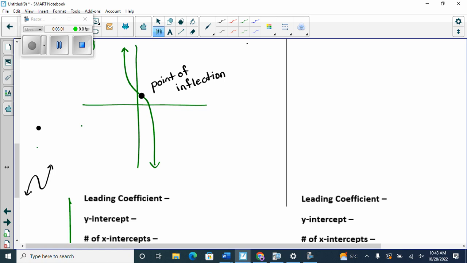So cubic graphs, just so you know, either look like this with a point of inflection or they look like this with a max or a min. So you're either going to have 2 turning points or no turning points. This graph has how many turning points?